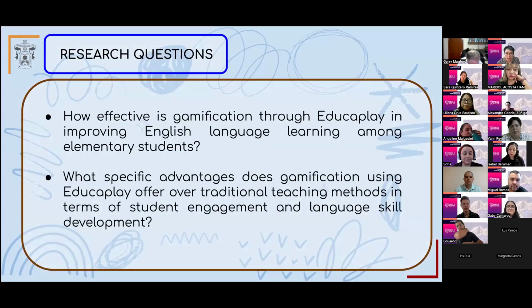These two research questions form the core of this study. They are designed to explore not just the effectiveness of the gamification through EducaPlay, but also to understand its specific advantages over traditional methods. The focus is on both the overall impact on English language learning and the effect on students' engagement and skill development.